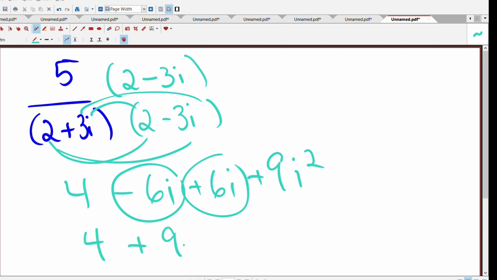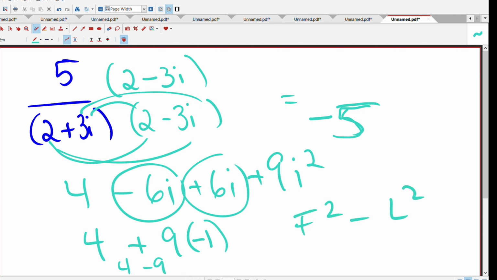And then you're left with 4 plus 9 times i squared. And i squared is negative 1. So it ends up becoming 4 minus 9, which is negative 5. Now, instead of you doing all this FOIL, because the i's cancel, you could actually plug the whole bottom part in the calculator, the 2 plus 3i and 2 minus 3i, and you will get the negative 5. But once again, non-calculator section, the SAT, you have to know first squared minus last squared.